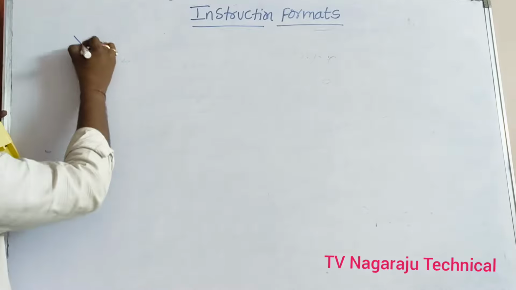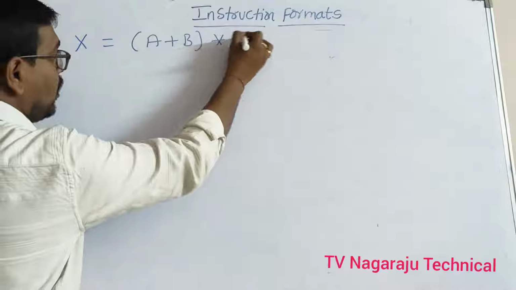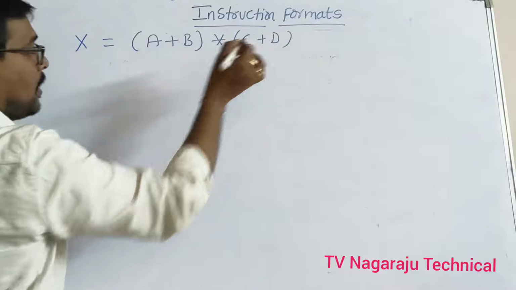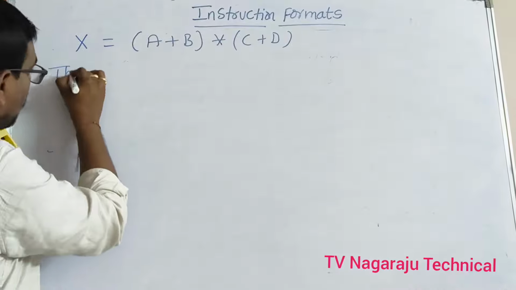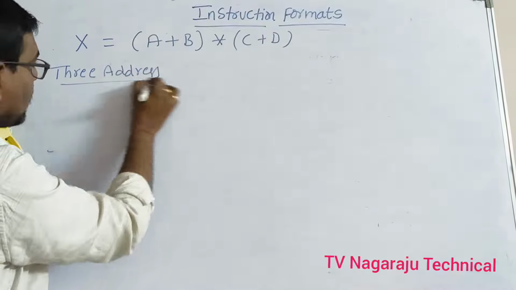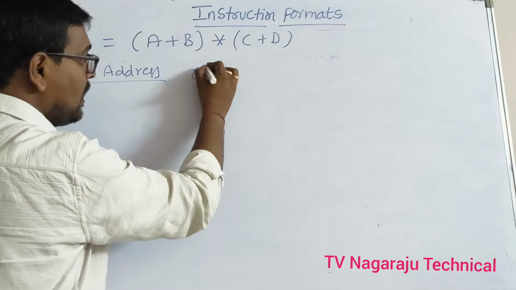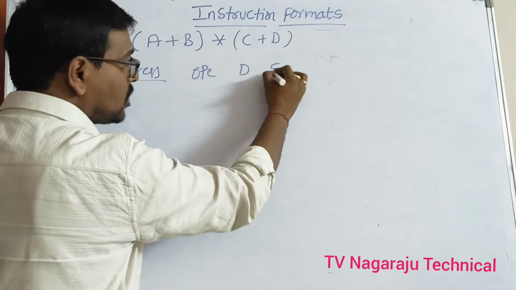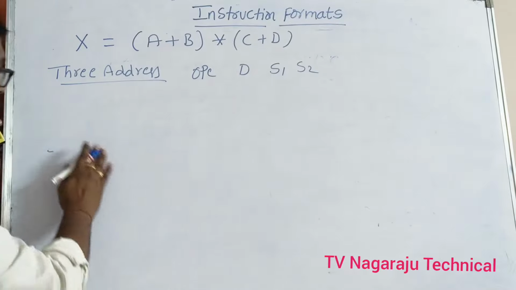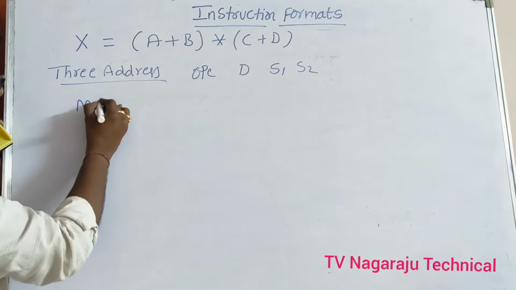Here I assume my example is X = (A + B) * (C + D). Now, first I am moving to 3 address instruction. So, we know the meaning. 3 address instruction in the sense it uses 3 address fields: simply the operation, destination, source 1, source 2. Now, perform this operation.